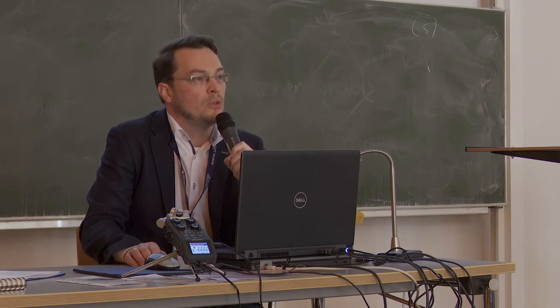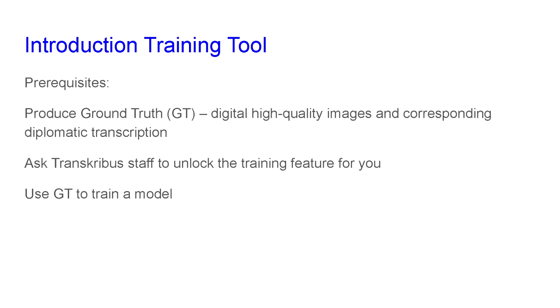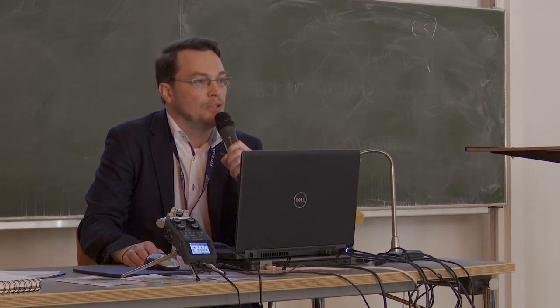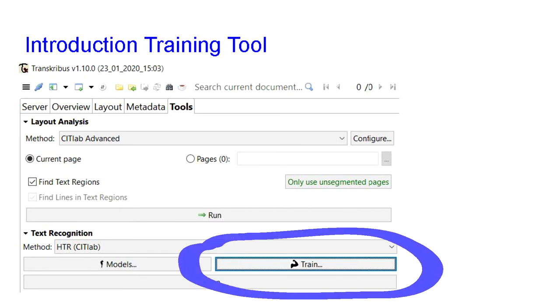What do you need to train a model in Transkribus? You need to have ground truth, which is, as you all might know, digital high-quality images and the corresponding faithful diplomatic transcription. And then you might want to have a button in your Transkribus software that allows you to train the model. If you don't have that button, you might want to write an email to the Transkribus staff and ask them to unlock this feature. And then you use the ground truth to train the model.